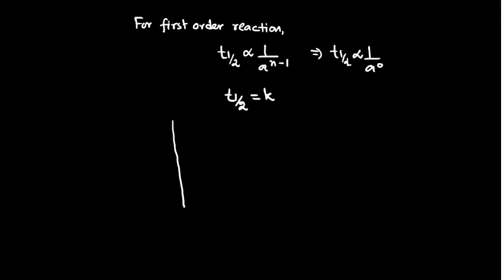So here if you are going to again plot T half versus the initial reactant concentration, what will be the nature of the plot? It will be a plot parallel to the x-axis, because if you change the initial concentration of the reactant, it's not going to alter the value of T half. Okay.